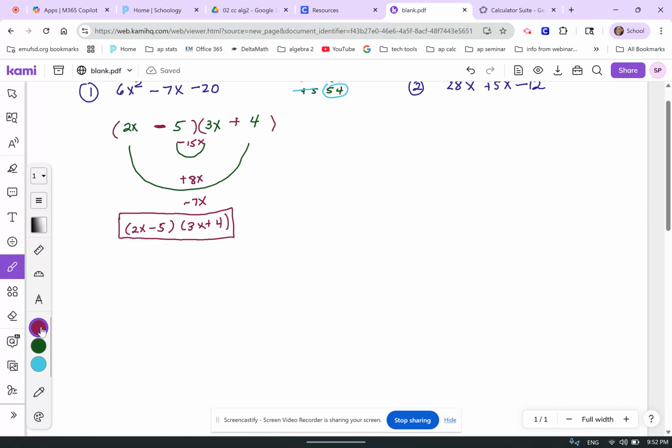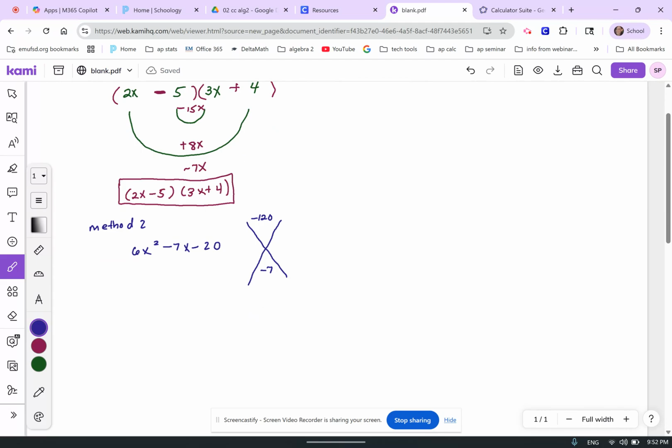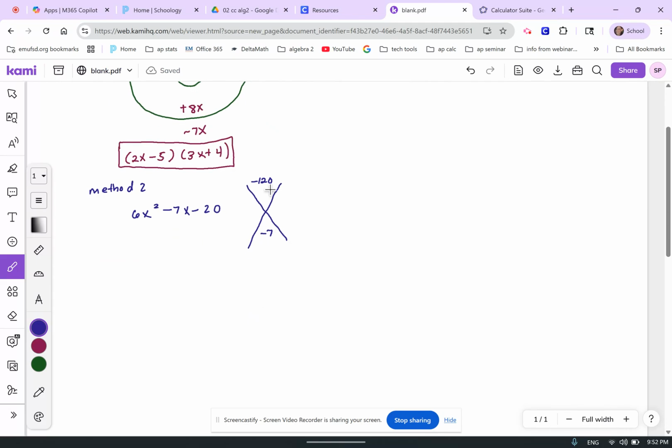Okay, so now I'm going to go into method 2, the second method of that same problem. In this case, I'm going to do split the middle. With the split the middle technique, instead of saying the product is negative 20, you do the master product, 6 times negative 20, to get negative 120. And the sum is really the negative 7. You're looking for two factors that multiply out to negative 120 and add to negative 7.